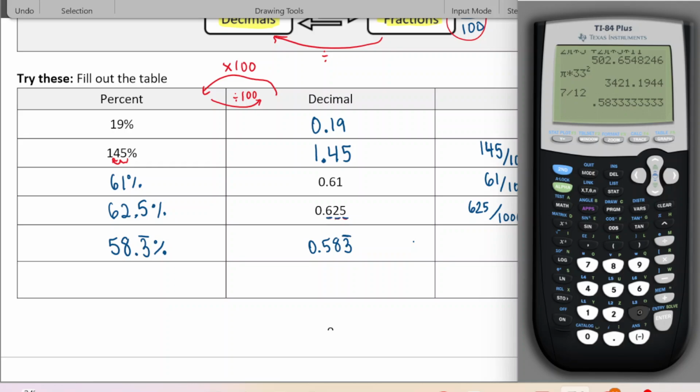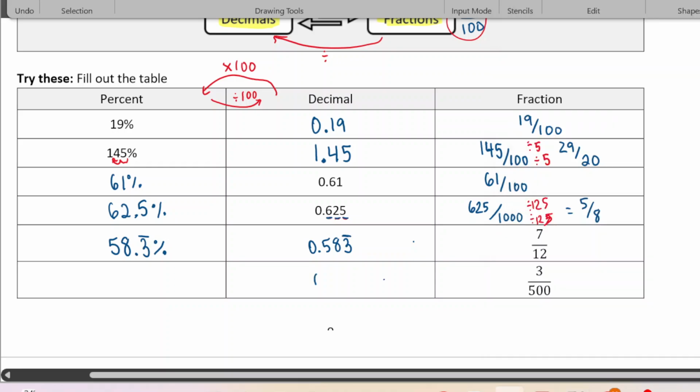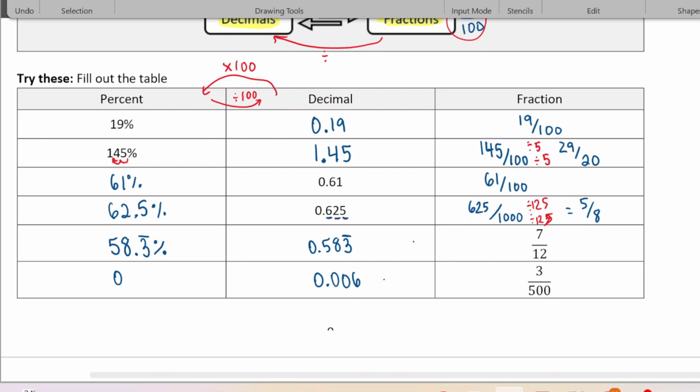Okay, next, again, I'm going to use my calculator. We have 3 out of 500, 0.006. This is a really small percentage, so we're going to move that over twice, 0.6%. Okay, there we go.